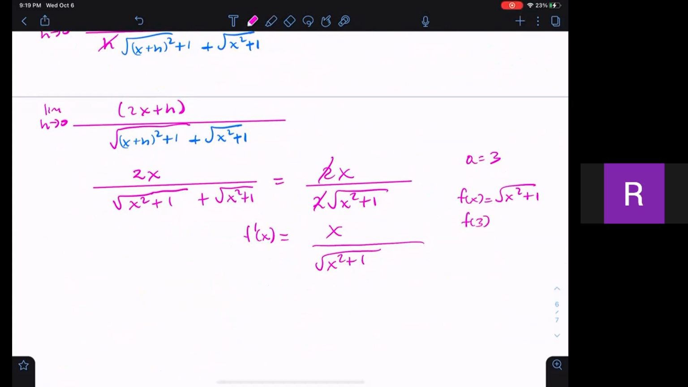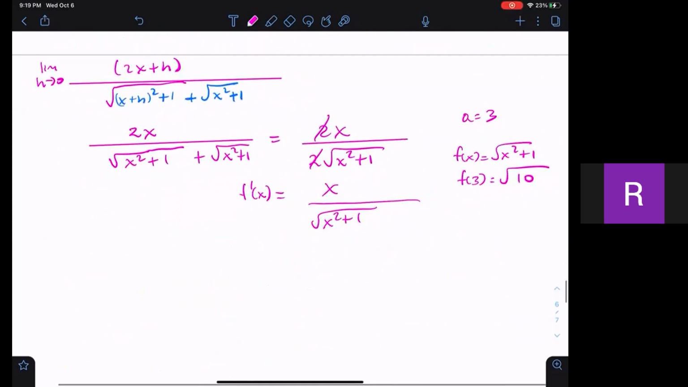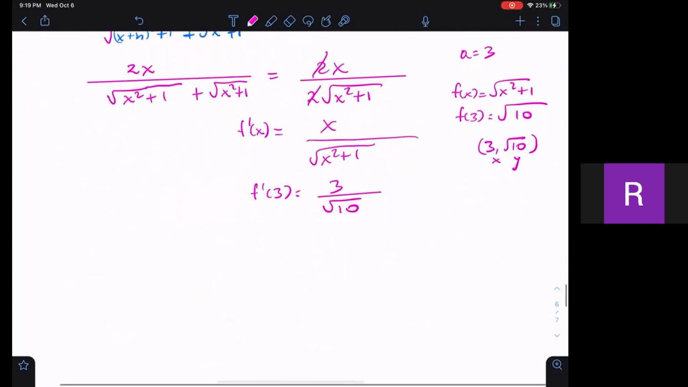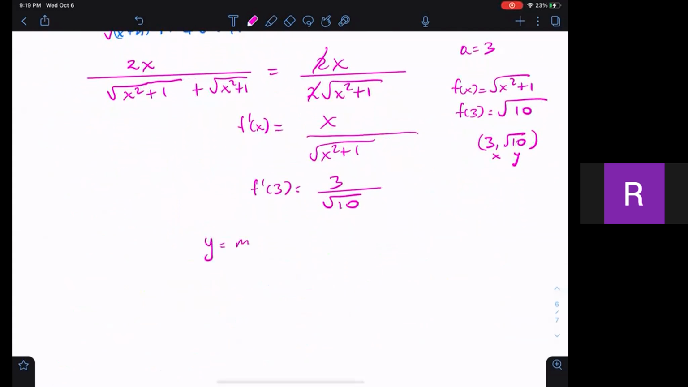So f of 3 is root 10, right? And so that means this point is 3 comma 10, I mean, 3 comma root 10, right? This is x and this is y. And you need to find the equation of the tangent line. So f prime of 3 equals 3 over root 10, right? Now the equation is y equals mx plus b. You know y is root 10, you know x is 3, the slope m is 3 over root 10, and this is b.